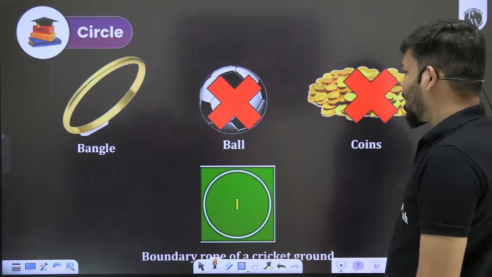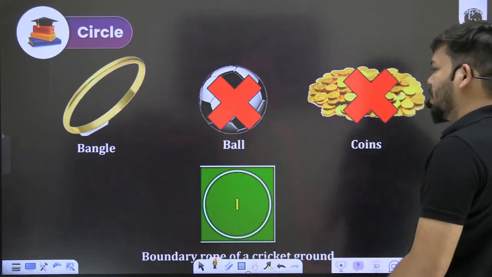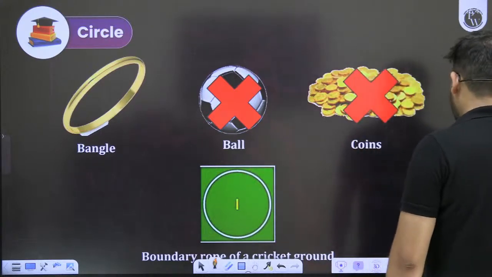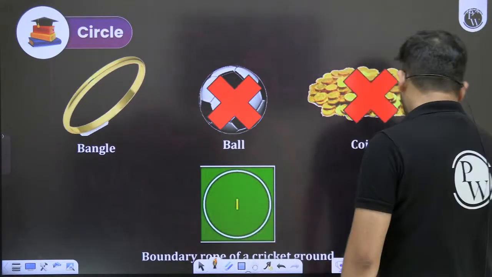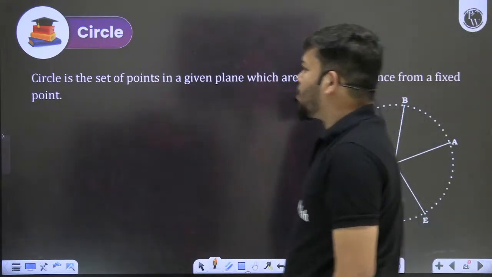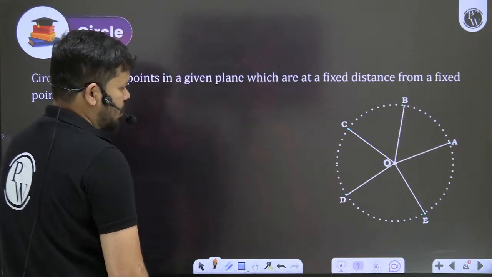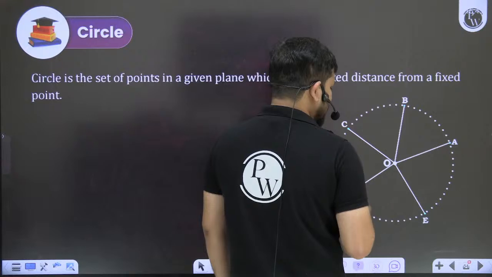In that you can see which one is a circle and which one is not a circle in shape. This ball is not a circle and coins are not a circle. It should be empty inside, right? That's why a circle is a set of points in the given plane which are at a fixed distance from a fixed point. The collection of all these points gives you a circle.